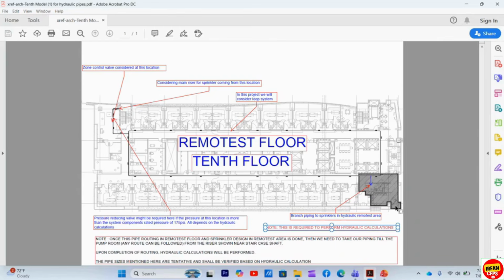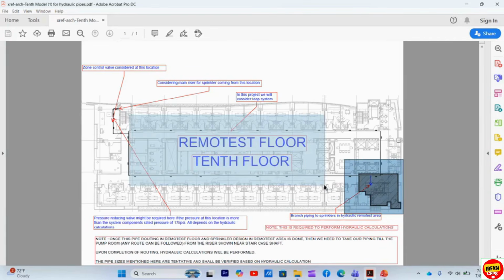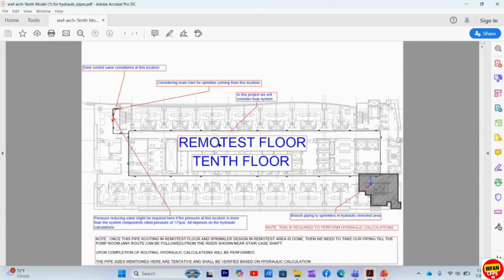Here is the confusion. And if the sprinklers are spaced uniformly, then how to select the design area? And if the sprinkler distribution is non-uniform, then how do we need to select the design area? And if you have various hazards in the same floor, in the remotest floor, like ordinary, extra, as well as light hazard, then how to select the design area? All these considerations have to be kept in mind when we select the design area.